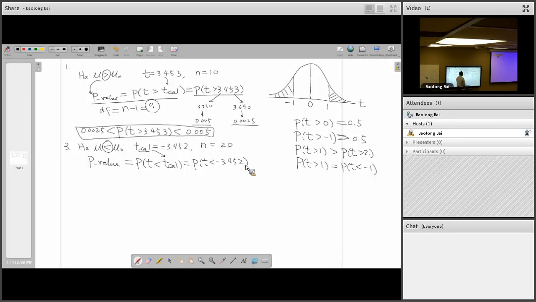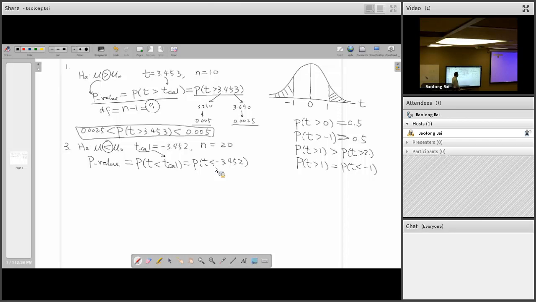Right? So this is a t event. We want to look it up on the t-table. But we need to make sure the sign is greater than before I go to the t-table, because the t-table is the right tail, right? We need to have a greater than sign. And how do I convert it?